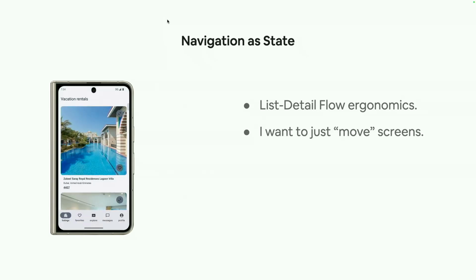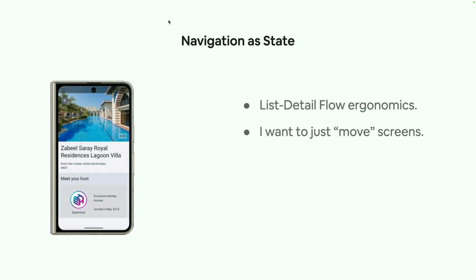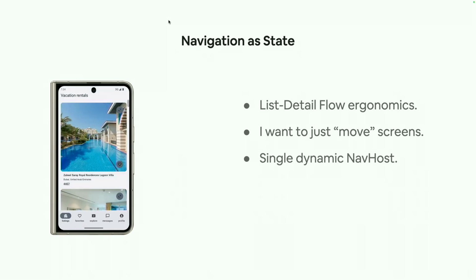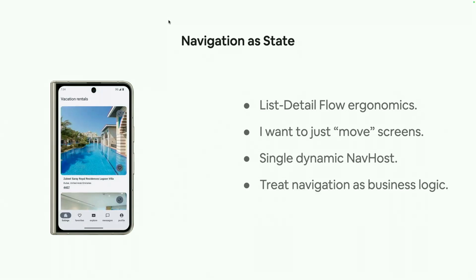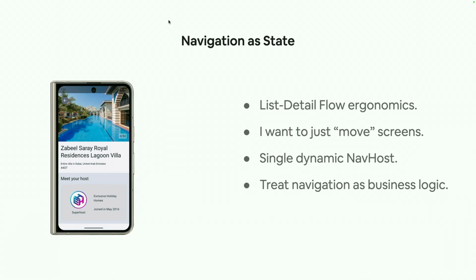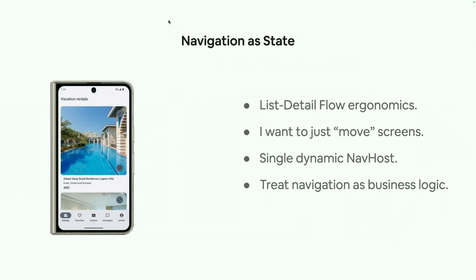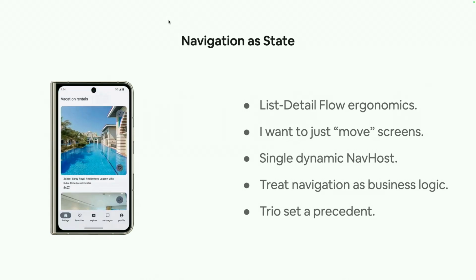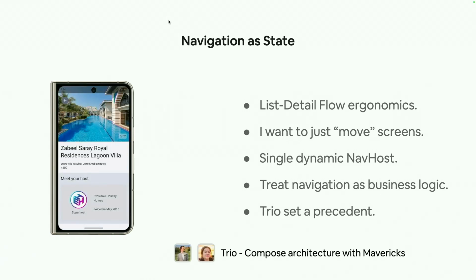The more I wrote it, the more I was like, man, this is kind of annoying. I just kind of want to grab what I'm already saying, stick it on the left, and put the detail screen on the right. I kind of wanted a single dynamic navigation host. And I kind of wanted to treat navigation as business logic. Just because my screen had gotten bigger didn't mean I had to rethink what my navigation was. And Trio, at droidcon last year, there was a talk from Airbnb about Trio Compose architecture with Mavericks. You should check that talk out if you haven't already.